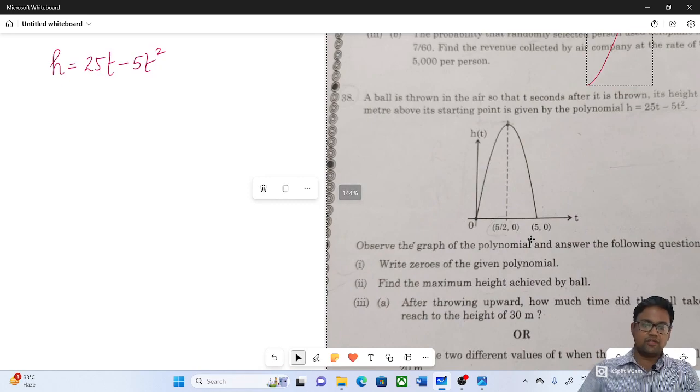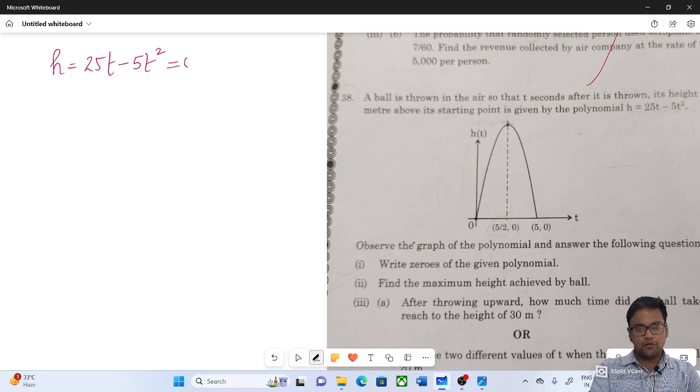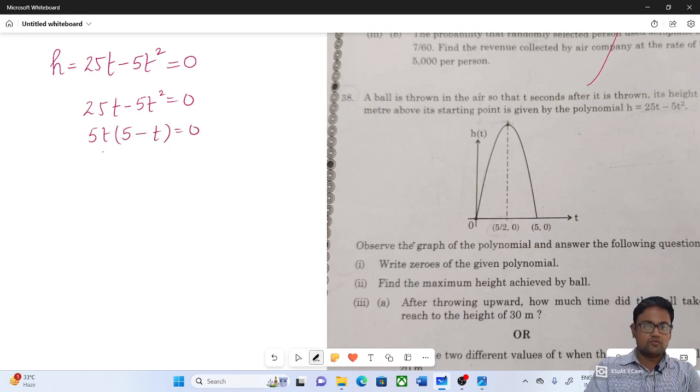Write zeros of the given polynomial. So zeros are only obtained if I equate this polynomial with a 0. Then, children, 25t minus 5t square is 0, and 5t is a common quantity, so 5t(5 minus t). So either t equals 0 or t is equal to 5, right?